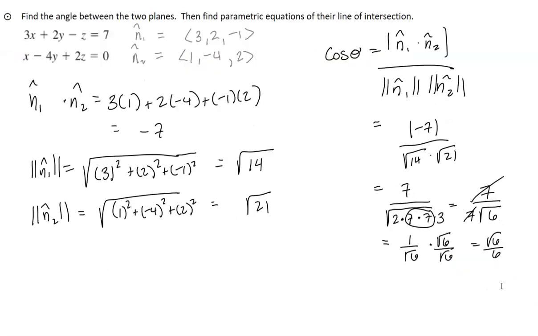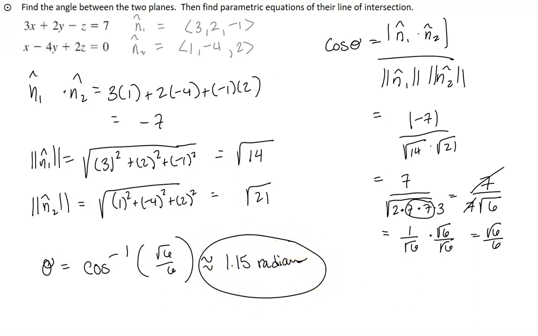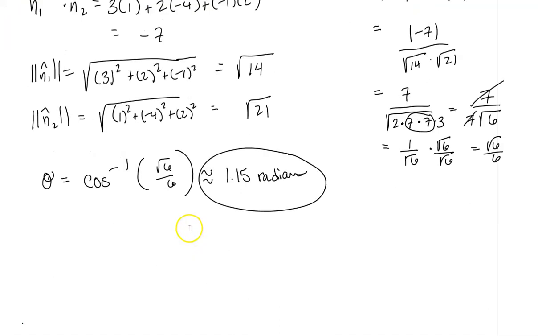So now we actually want to know the angle here. Theta is going to be the inverse cosine of root 6 over 6, and that's the absolute value of that. If you want a decimal approximation, that is 1.15 radians. Or if you needed degrees, you could put that in degree mode. So that is the angle between the two planes.